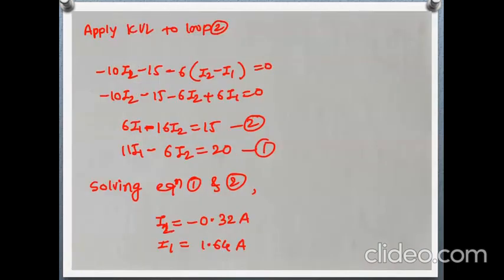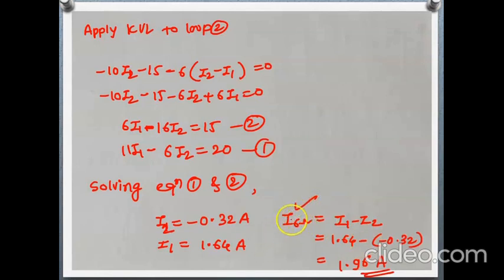Okay, so the current flowing through the 6 ohm resistor will be I6 ohm equals I1 minus I2, because I1 is greater than I2. So 1.64 minus 0.32 equals 1.96 ampere. This is the required current value that is flowing through the 6 ohm resistor.